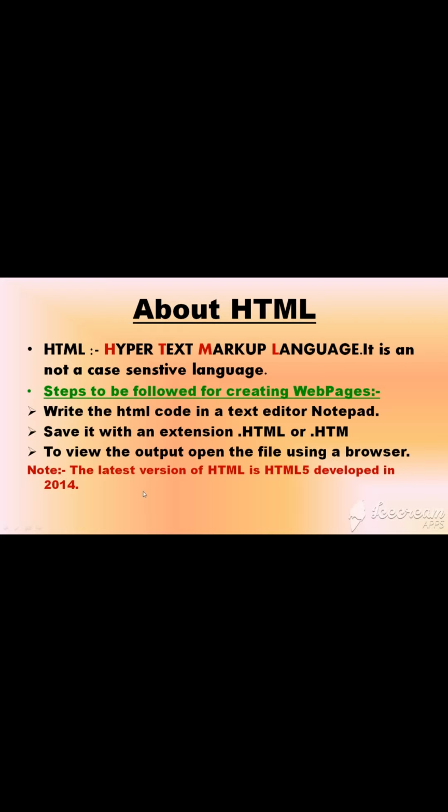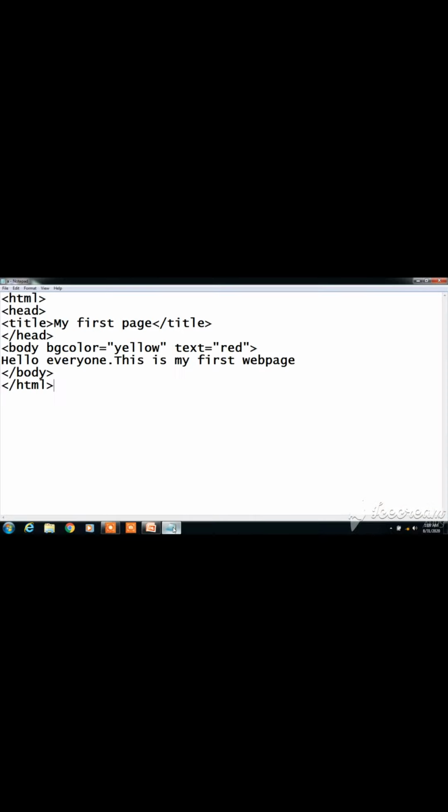The latest version of HTML is HTML5 and it was developed in 2014. Now let us discuss a simple code of HTML for the recapitulation purpose. After that we will learn how to make list and types of list.